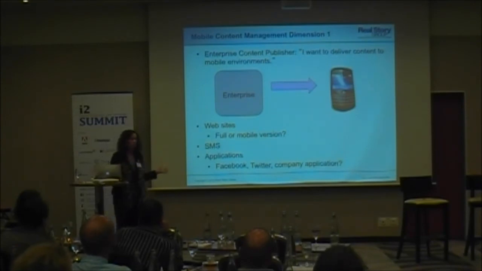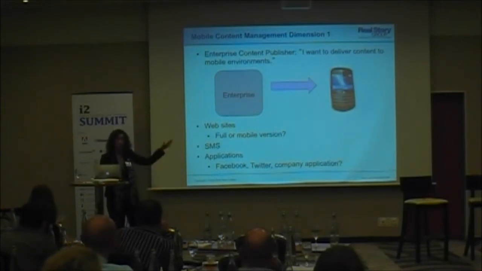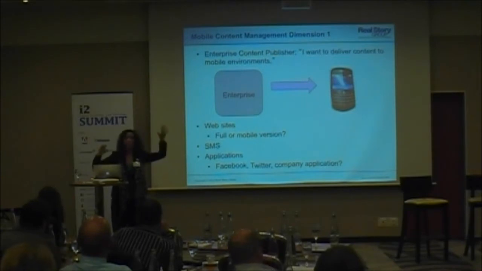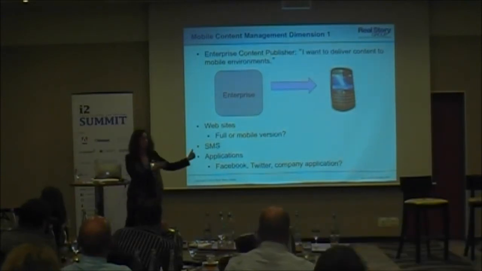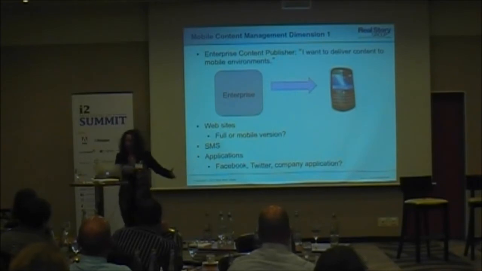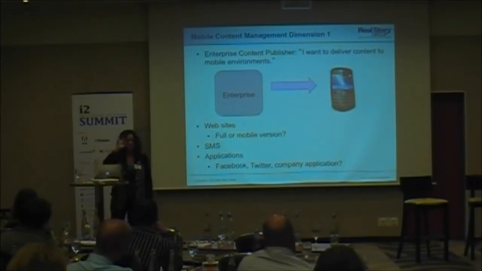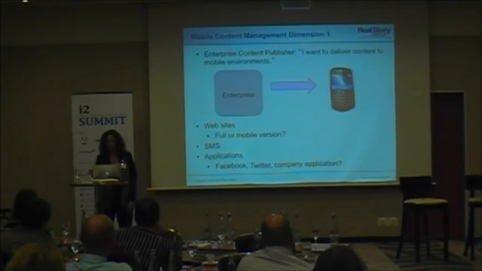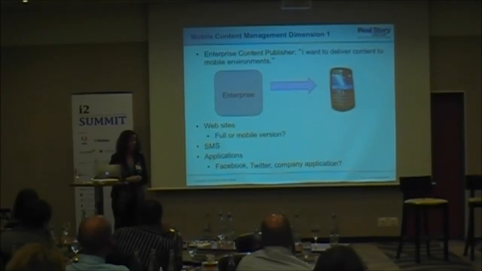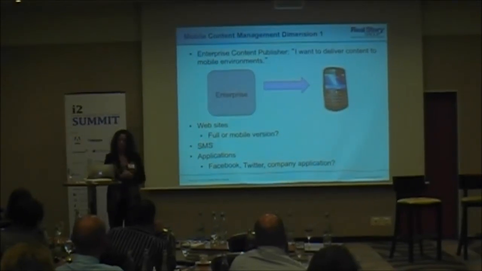One is I'm the enterprise content publisher. How am I going to get my content out to people who have a mobile device? Am I going to do it with a website? Am I going to give them a full web experience, or am I going to do a special mobile version of my website? Am I going to send them SMS messages, for example, something tailored to a mobile device? Or am I going to do it through applications like Facebook, like Twitter? Are you going to have a company application yourself that you might develop that is specifically for your employees to get content? So these are the things you have to ask yourself.